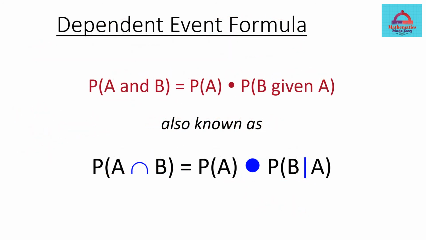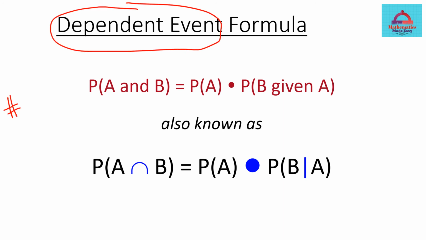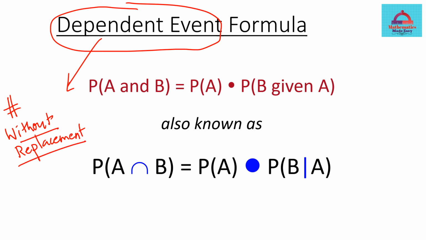Let's come now to the dependent event formula. Again, a hint which I can put here for you is that whenever these are dependent events, a way to identify is with the keyword without replacement. So if you are not putting back a ball or a marble taken out of a probability jar or bag, or you're drawing one card from a deck of cards and you're not putting it back, all of those cases are without replacement, which will fall into the category of dependent events. So you have to use this formula.